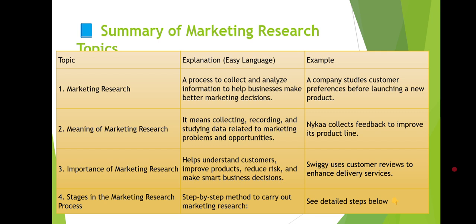Next topic we have importance of marketing research. It helps to understand the customer needs, wants and demand. It also helps to improve the products. It also helps to reduce the risk and make smarter business decisions. For example, Swiggy uses customer reviews to enhance delivery services. Next topic we have stages in the marketing research process: a step by step method to carry out marketing research.